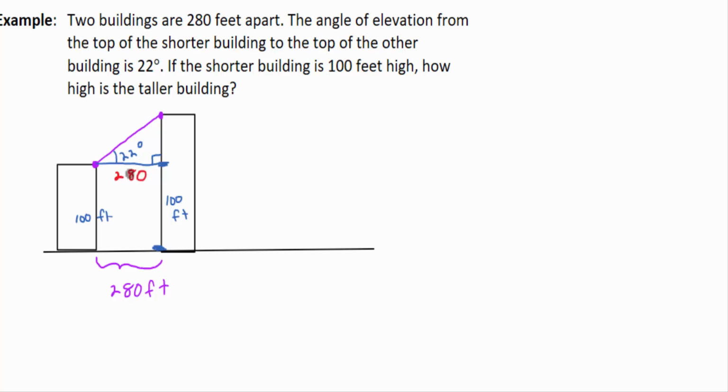And so what side of that triangle do I need to answer the question? I might have to do something with it afterwards, but what side of the triangle can I use in relation to 22 degrees to answer the question? The opposite side. So I'm just going to call that, you could call it OPP if you want. I'm just going to call it Y because it's vertical. I usually call vertical lengths Y, horizontal lengths X.